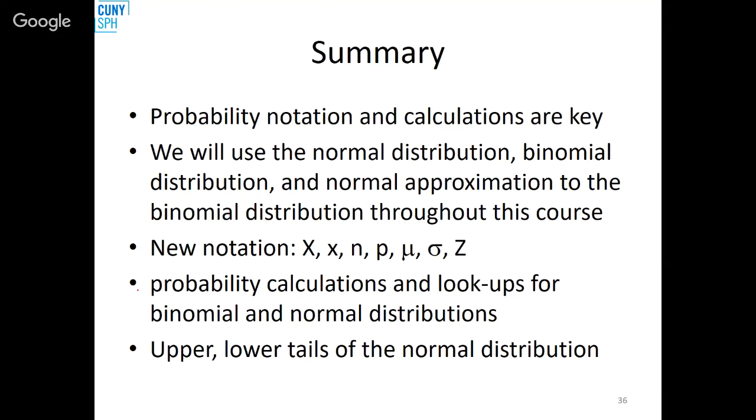Our new notation for today was a capital Roman letter for a random variable, the corresponding lowercase for a realization of that random variable, n for a number of observations, p for probability, mu for the mean of a normal distribution, sigma for the standard deviation of a normal distribution, and capital Z for what? Capital Z is the standard normal distribution. The lowercase z would be a z-score.